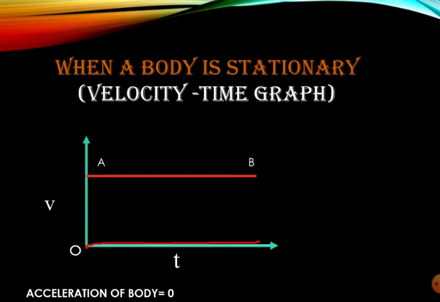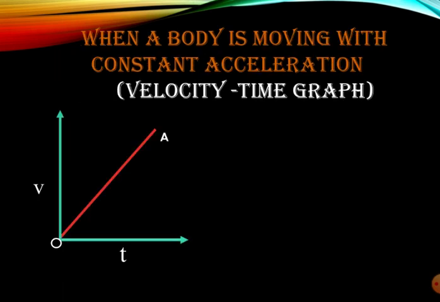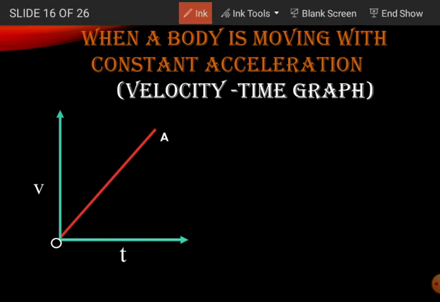Now for such, what happened? Acceleration of the body will be equal to 0 in the case of uniform velocity, or for the stationary object also. When the body is moving with constant acceleration, constant acceleration means what? Your acceleration will remain the same. It doesn't mean that velocity is constant. I will give you a practical example.